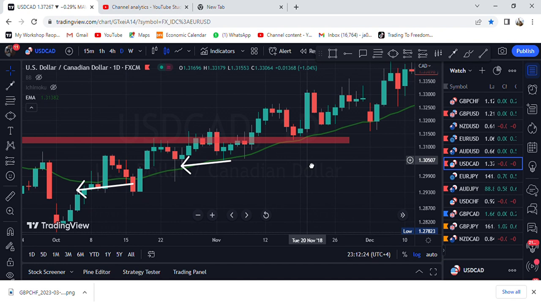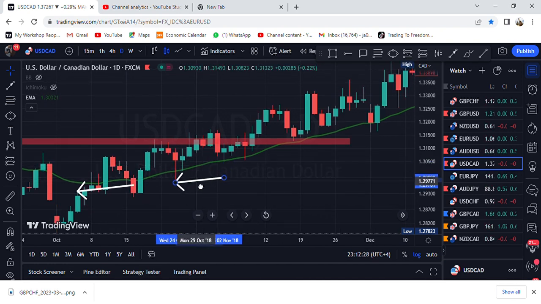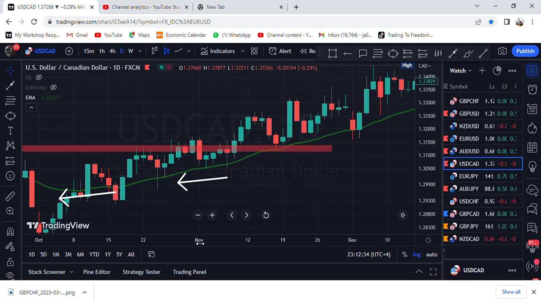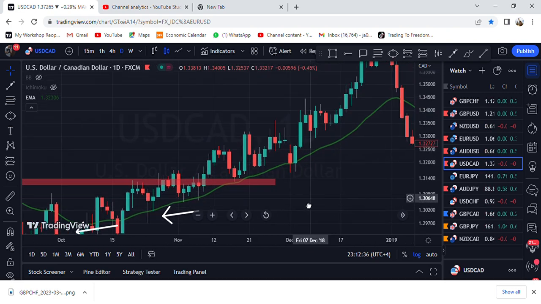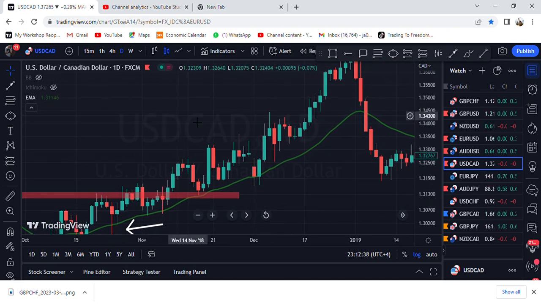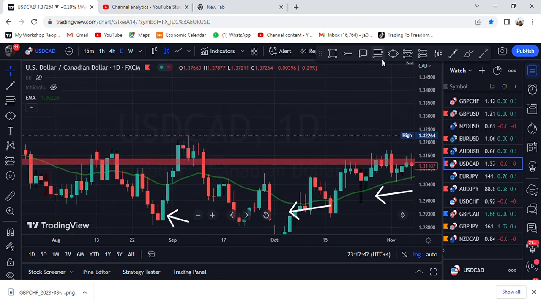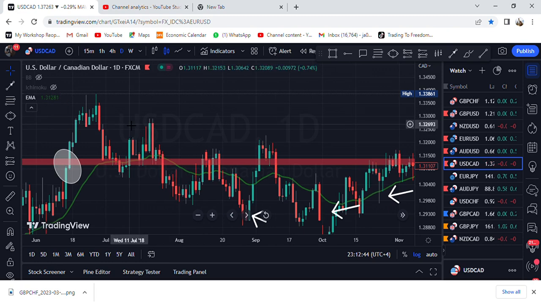Whatsoever price does, you keep your stop loss. You keep your stop loss below here. This is the safest stop loss ever you can keep. Keep your stop loss below there, and that's it. You can then put your profits, your TP right up here, or you put your first TP at this point.